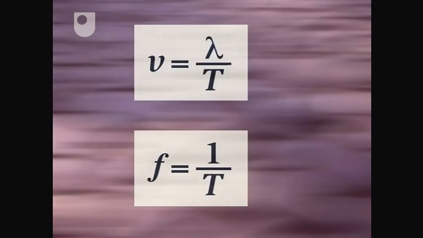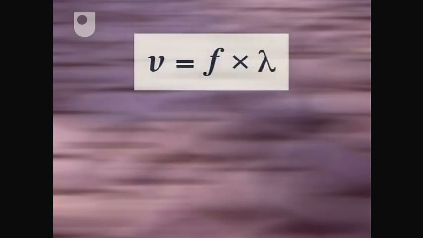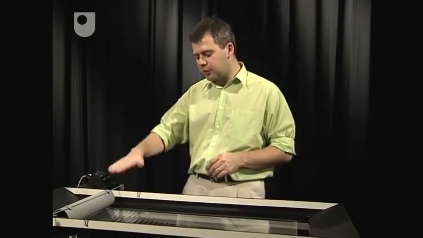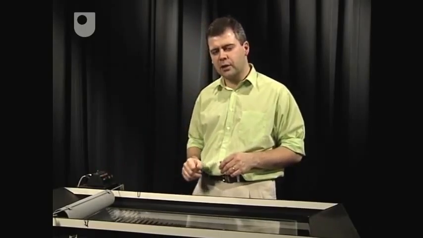Expressing the right-hand side of the first equation as 1 over T times lambda, and substituting f for 1 over T, gives the fundamental equation of wave propagation. Speed equals frequency times wavelength. Frequency, the number of complete cycles that pass a fixed point in 1 second, is measured in hertz. And at the moment, the paddle's oscillating about 6 times a second, so that's a frequency of 6 hertz.